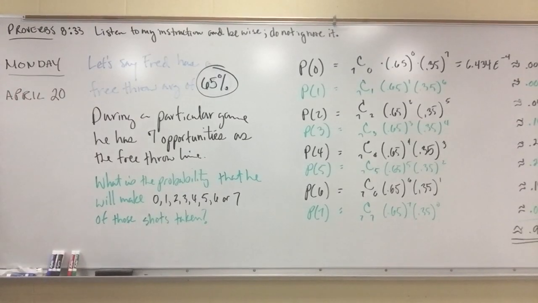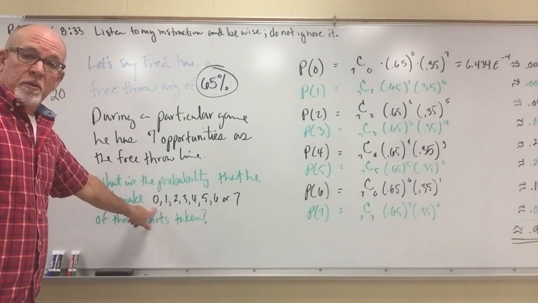All right, let's try this again. Let's say Fred, basketball player, has a free throw average of 65%. So that's already been determined. During a particular game, he has 7 opportunities to come to the free throw line. What is the probability that he will not make a single one of those shots?